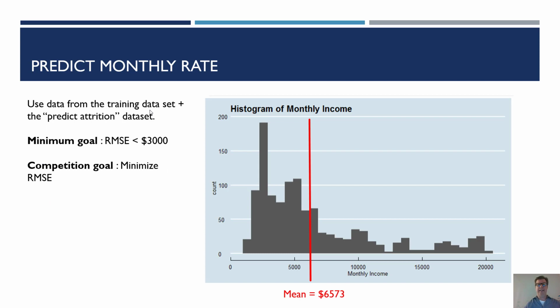So first, looking at the effort to predict monthly rate, the average monthly rate for employees was 6,500, and this is a right-skewed distribution. Our goal is to predict the monthly rate with a root mean squared error of less than 3,000 and minimize it if possible.